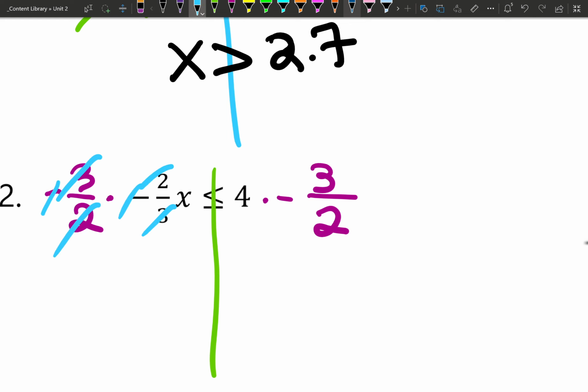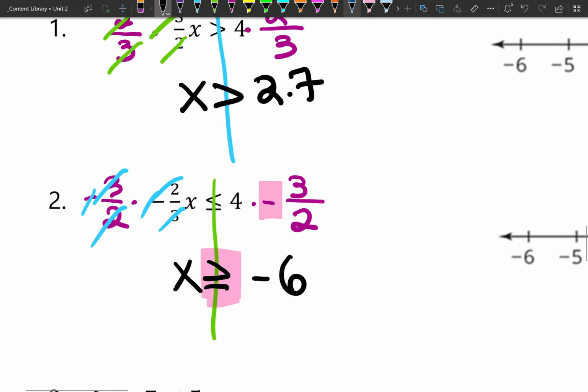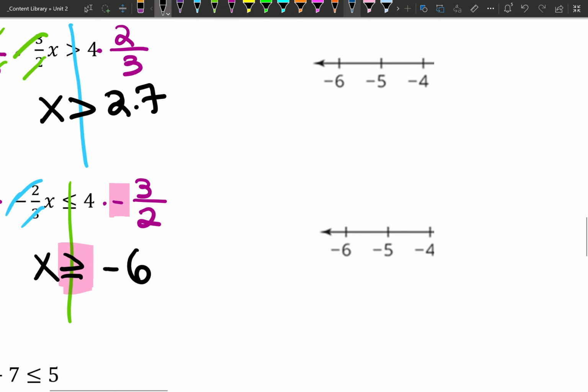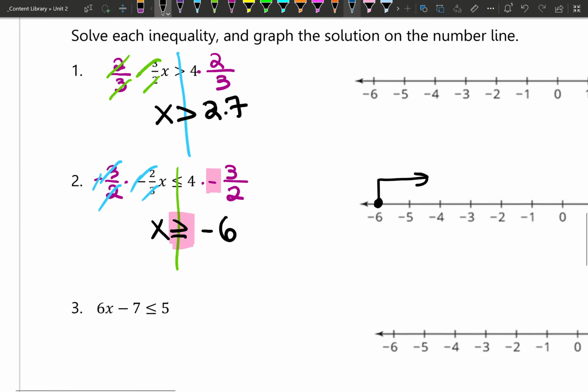On the left, the negatives cancel, the 3's cancel, the 2's cancel. Perfect. We're left with x. We are about to multiply by a negative, so let's immediately flip our symbol. Instead of less than or equal to, it's now greater than or equal to. 4 times negative 3 over 2 is negative 6. Because x is greater than or equal to negative 6, we're going to put a closed circle on negative 6. Greater than is an arrow to the right.